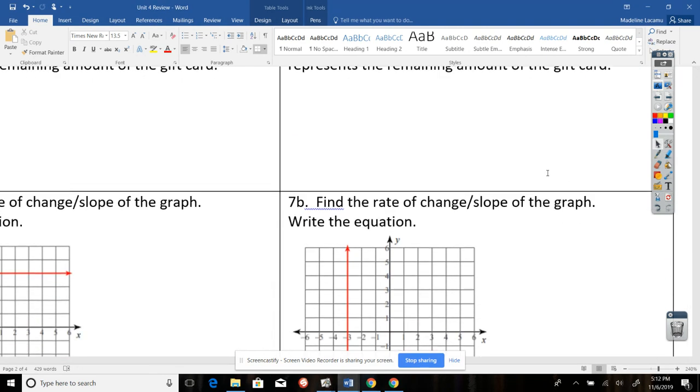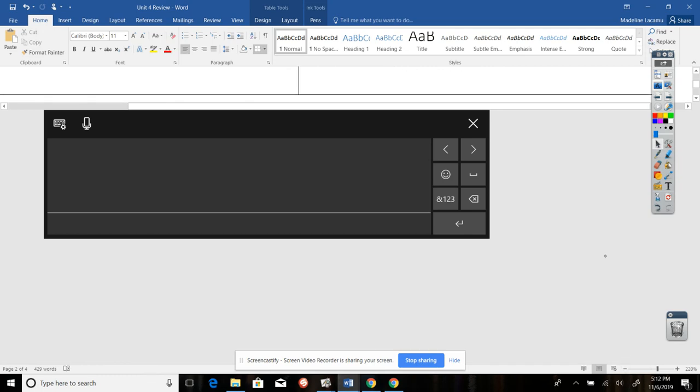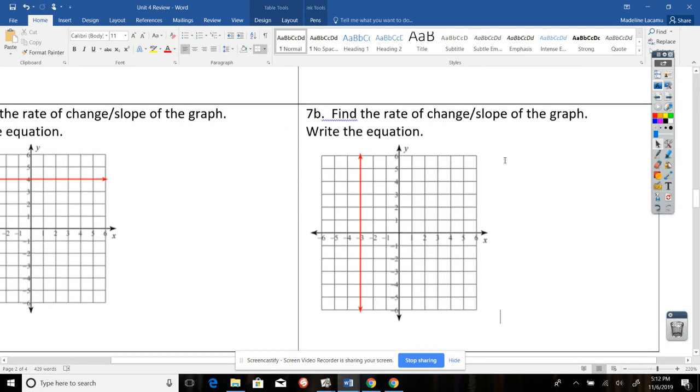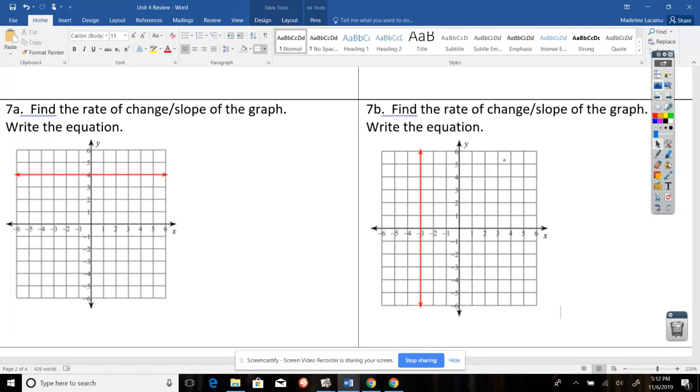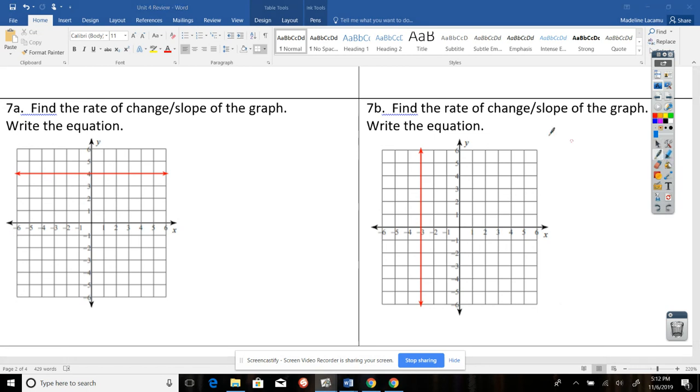All right, now we're going to go to 7A and 7B. Both of these are very important, so we're going to go over both of them. Notice on this one we have a horizontal line. If we do our trick, the horizontal lines make a Z, which means it's a 0 slope. So in this one, our slope equals 0.